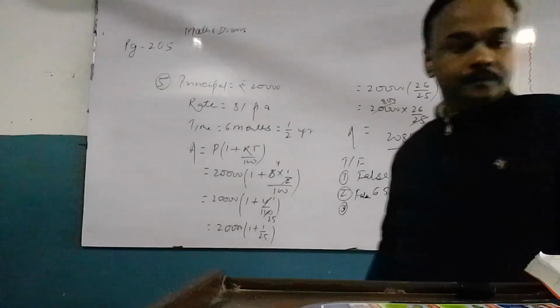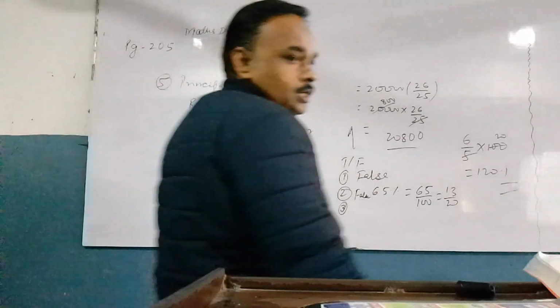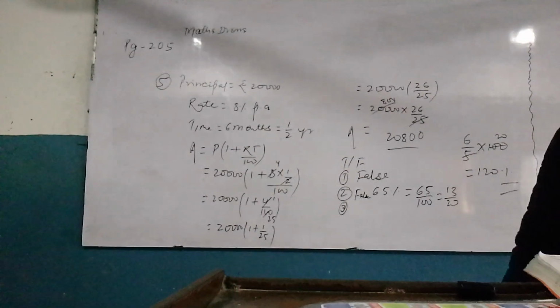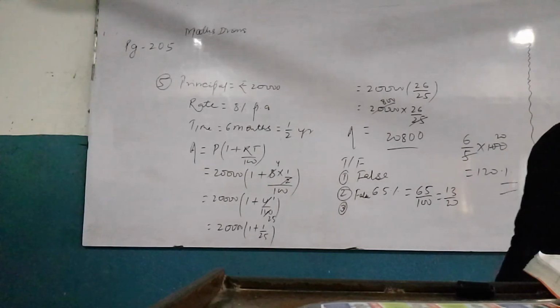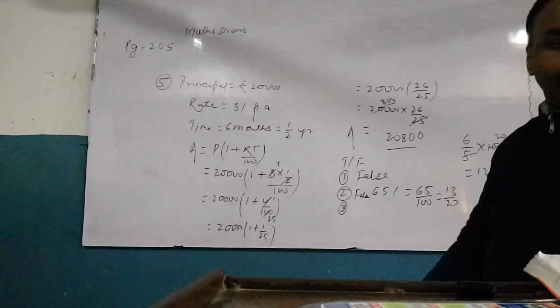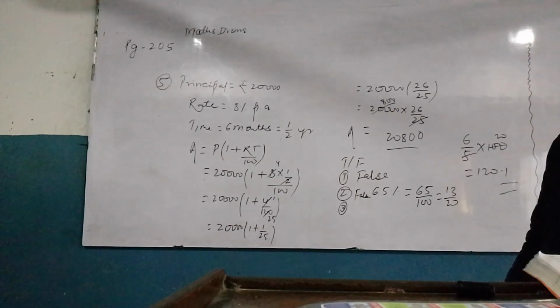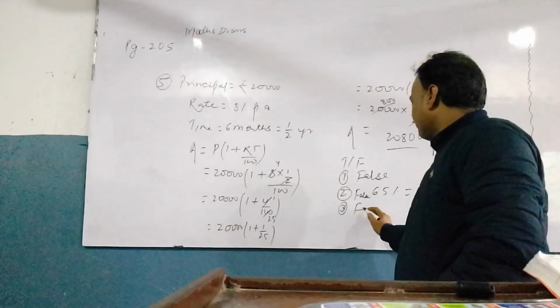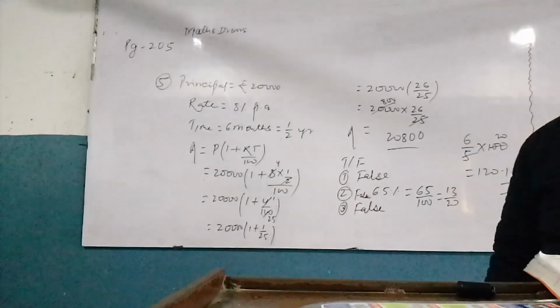Come to question number 3. If a chair is bought for rupees 2,000 and is sold at a gain of 10%, then the selling price of the chair is 2,010. It is also false. 10% of 2,000 is equal to 200. Therefore, selling price should be 2,200. So this given statement is also false. Here SP will be 2,200, not 2,010. Clear?